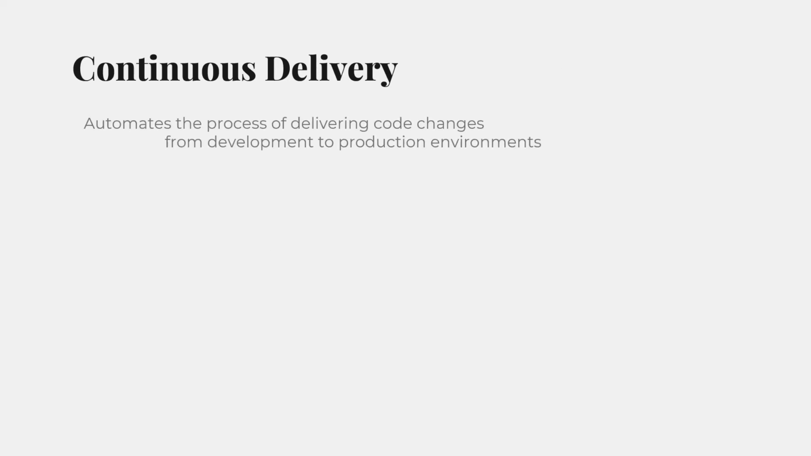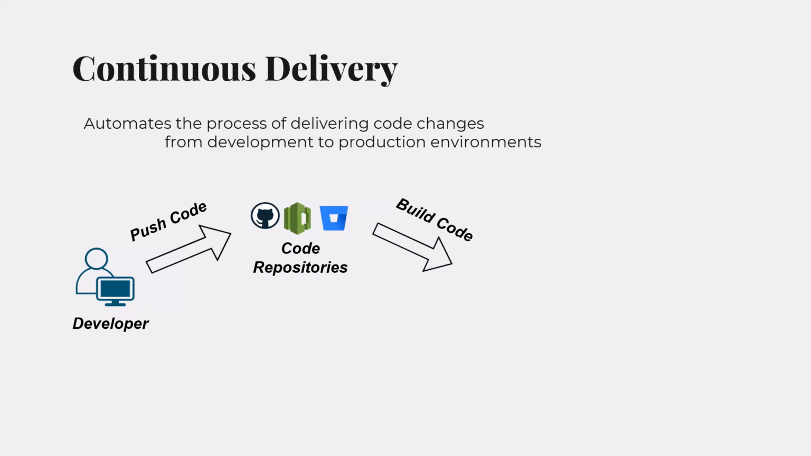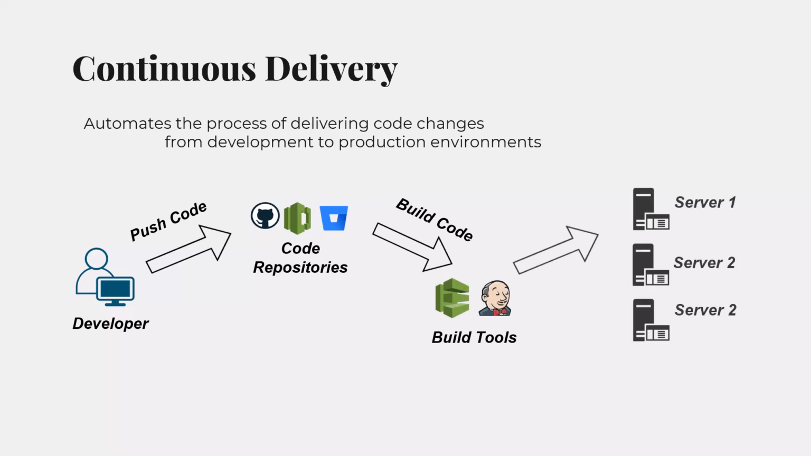It automates the process of delivering code changes from development to production environment. Just like CI, we have a developer who pushes the code to code repositories, and then at the time of build, it's forwarded to different build tools like Jenkins or CodeBuild. After the build is completed, it's redirected to servers so they can be hosted there and be accessible to the client or general public. Benefits of continuous delivery.